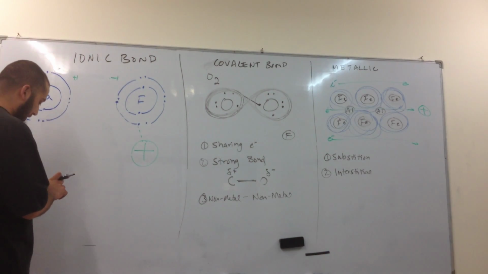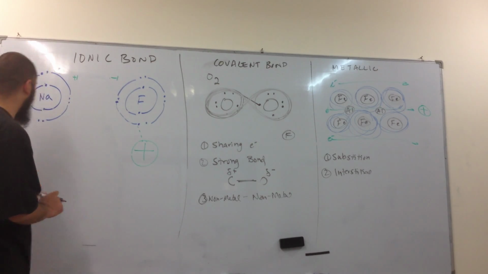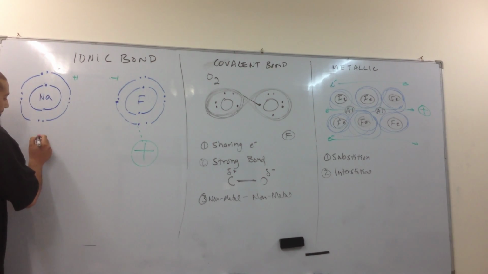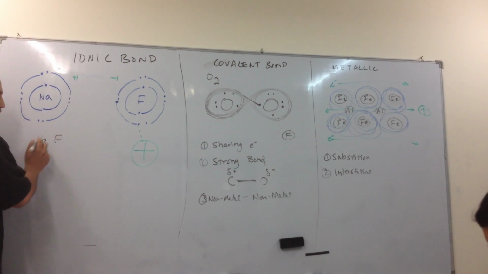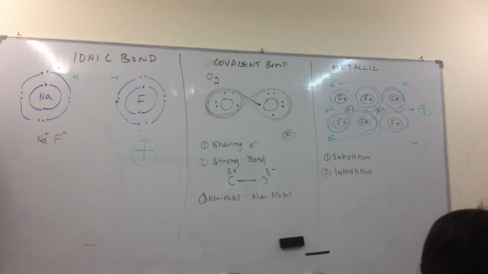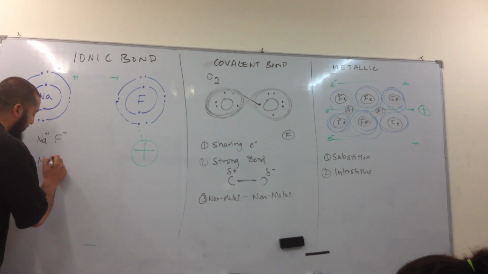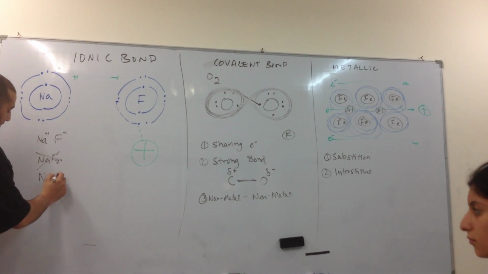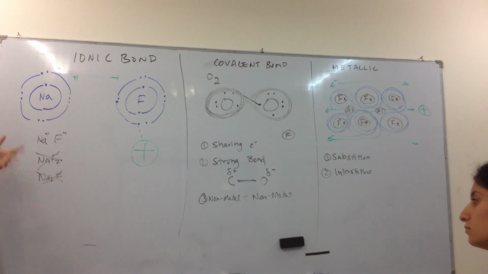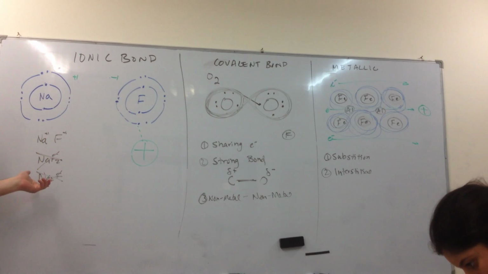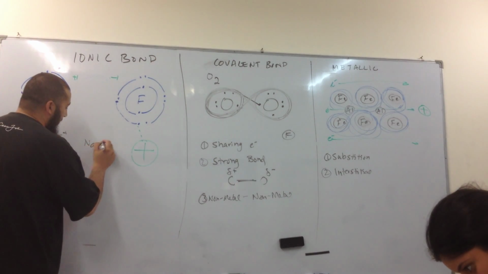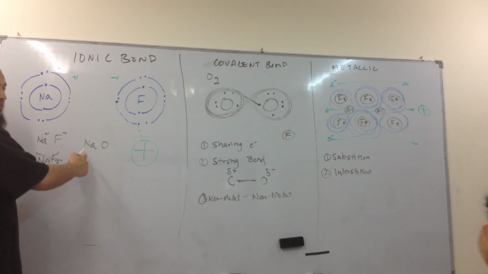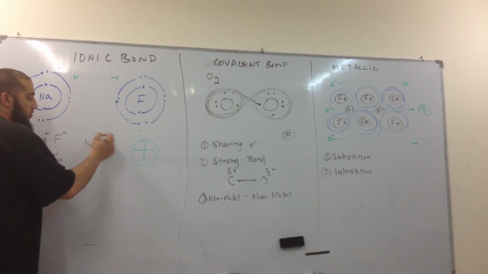Here's the thing. Ionic bonds, for example, we have NaF, right? Sodium is plus one and fluorine is minus one. Can we have NaF2? No, we can't have this. Can we have Na2F? No. So when we name an ionic compound, is it important to say how many there are of each? No, because you could just figure it out. For example, if I have NaO, does this make sense right now? This is plus one, this is minus two. Can we have this?